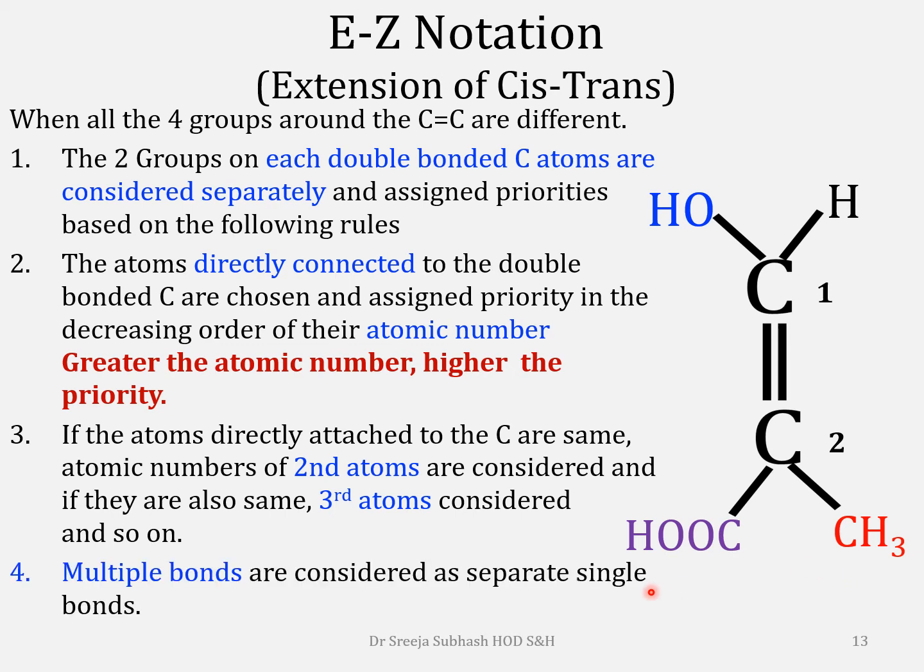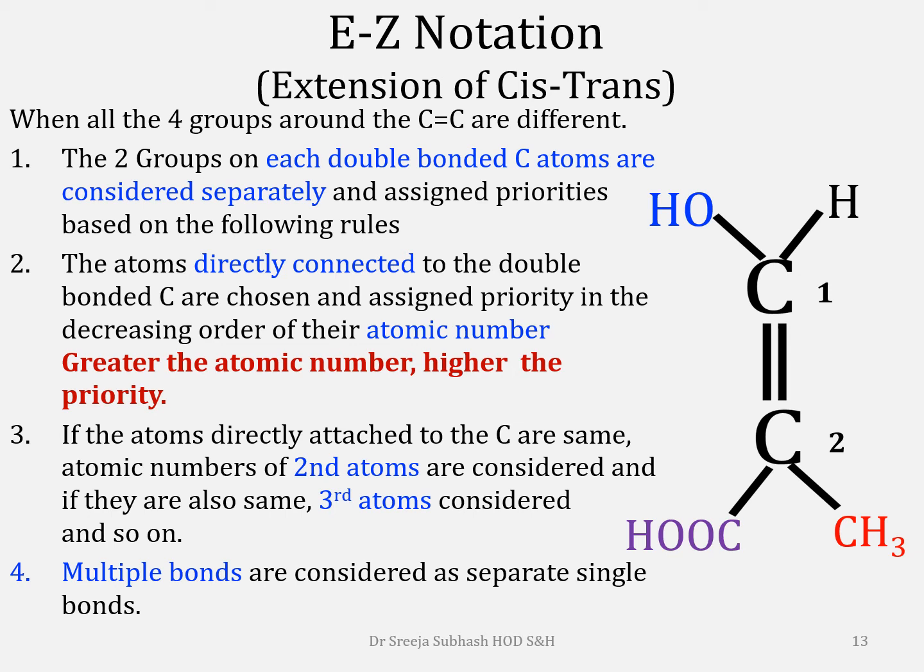Now, one more rule is there before we assign the notation. That is, multiple bonds are considered as separate single bonds. That example is here itself. Consider COOH. In this case, C is attached to oxygen through a double bond and to OH through a single bond. C double bond O, OH, right? The C double bond O is considered as separate single C-O bonds. A double bond is considered as two separate single bonds. That is the rule. We are going to find a few examples and then we will understand it better. Well, this is how we assign priority.